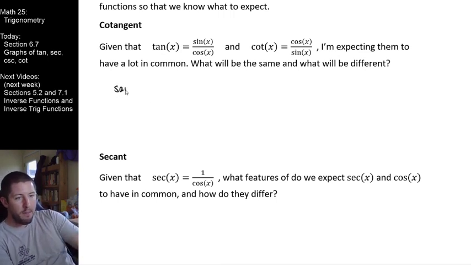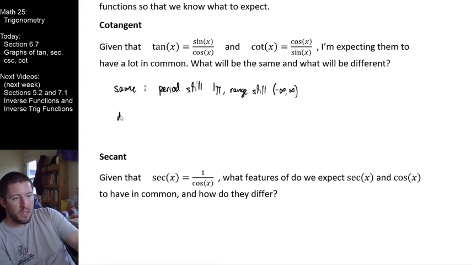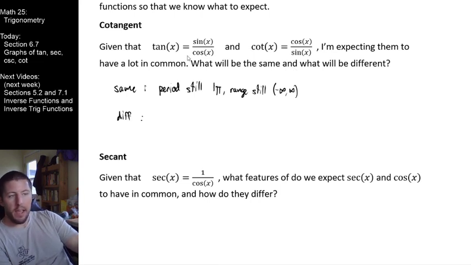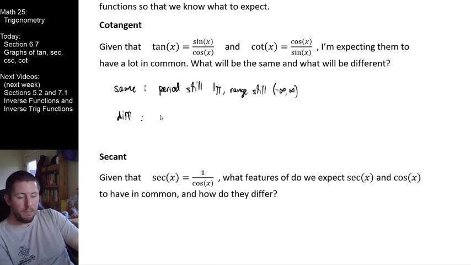So I'm going to say some same things are going to be, the period is still 1 pi. Our range is still negative to positive infinity. What's going to be different is that our domain is different now. The tangent function said anywhere cosine is 0, we're dividing by 0, and that's no good. The cotangent function is wherever sine is 0 is where we're dividing by 0. Those are the new locations that are no good now, right? So our domain and therefore our vertical asymptotes have moved.